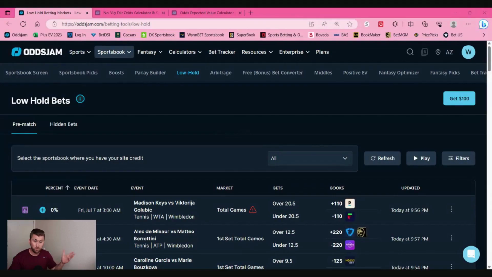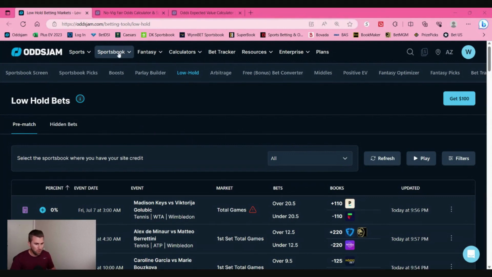So let's get into this right now. I'm going to show you all kinds of value that we can find on the low holds page and the arbitrage page. So first thing right off the hop, OddsJam went to dark mode. I love it. They got a new logo here, the little O and then the J. Next level stuff there.